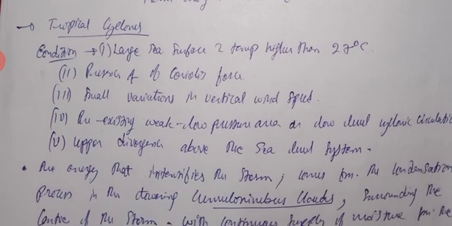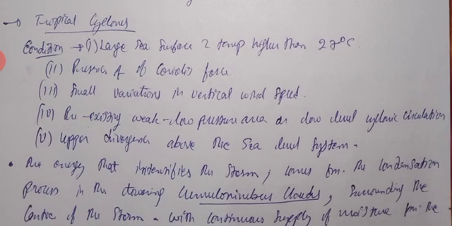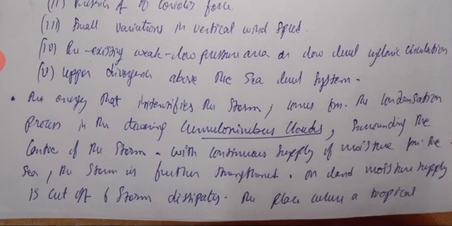Next point, tropical cyclones. What are the conditions necessary for the formation of tropical cyclones? First, large sea surface temperature, higher than 27 degrees Celsius. Second, presence of Coriolis force. Third, small variations in vertical wind speed. Fourth, a pre-existing weak low pressure area or low level cyclonic circulation. And fifth, upper divergence above the sea level system.